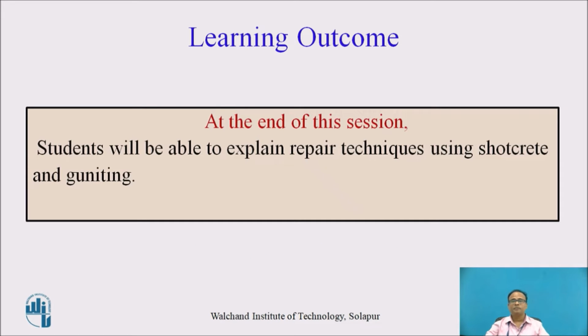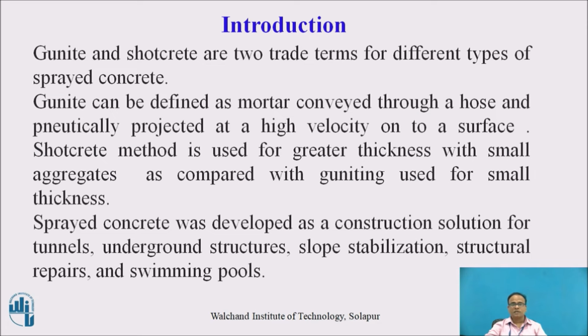The learning outcome, at the end of this session, students will be able to explain repair techniques using shotcrete and guniting. Normally, guniting process is done for the member which have small thickness, such as the hume pipes, sewer pipes, etc. And shotcreting process is done for a member having a large thickness. For example, a concrete wall having a thickness ranging from 80 to 200 mm, like that.